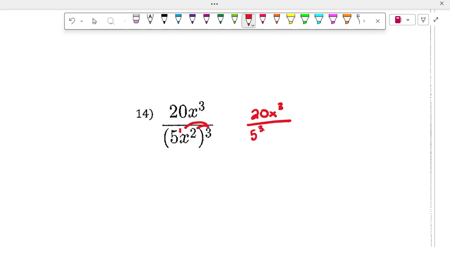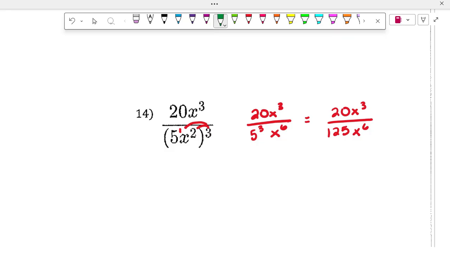5 to the power 3, because you're multiplying. And x what? 6. So make sure you multiply. So that'll be 20x cubed over 5 cubed is 125, x is 6.